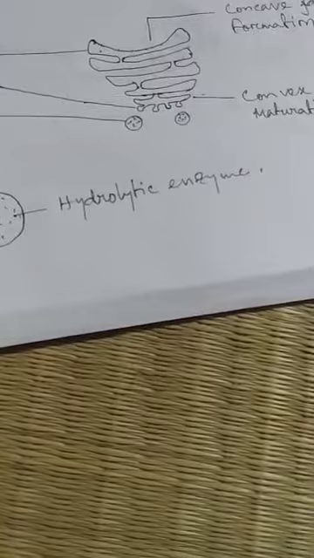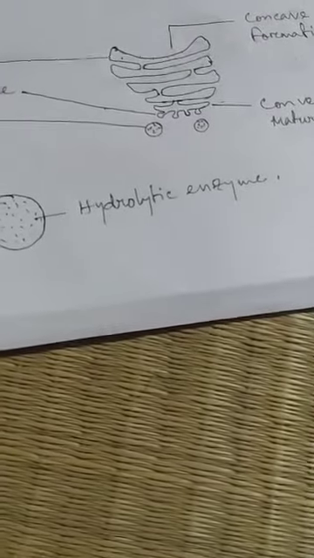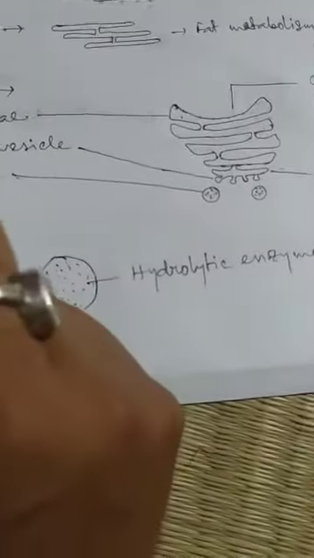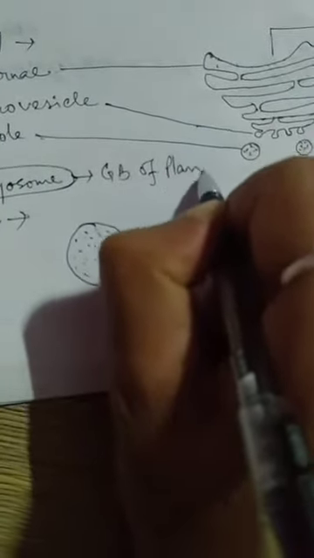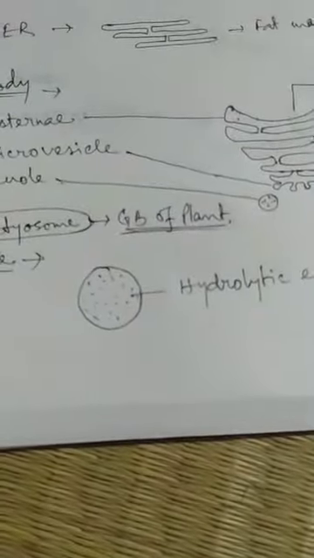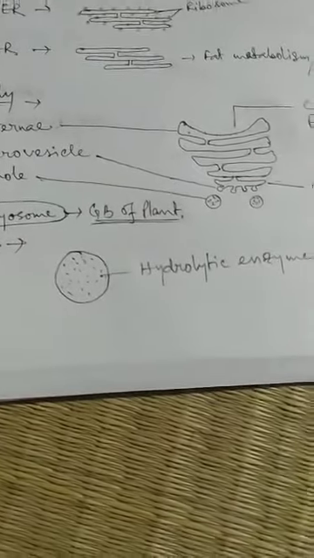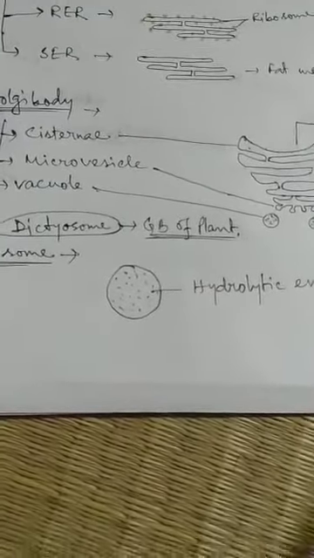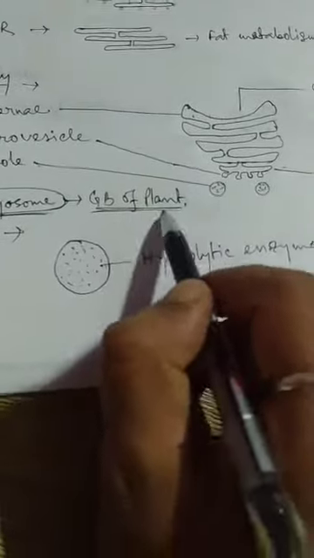Lysosome is also observed in animal cells only. Plant cell does not have any lysosome, and Golgi body also. In some cases, a special structure called dictyosome is known as the Golgi body of plant cell. Why? Because it plays the role like Golgi body in plant cell. For that, dictyosome is also known as the GB of plant cells.